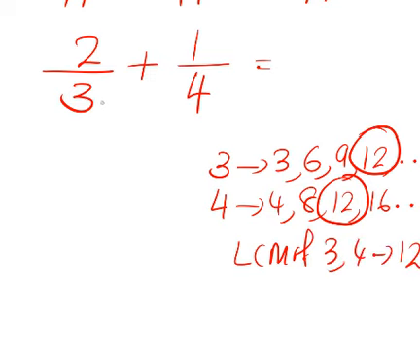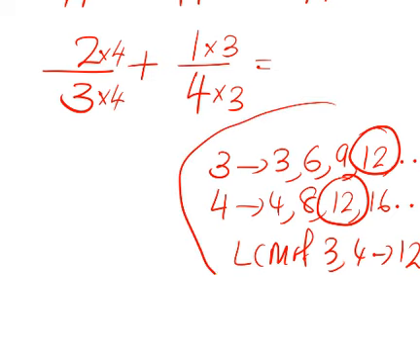Okay, then how can we make the denominator 12 for the first fraction? 3 times 4 is 12. Then we have to do the same thing with the numerator, so multiply that by 4. Next, how can you make the second fraction's denominator 12? 4 times 3 is 12. You have to do the same thing with the numerator.